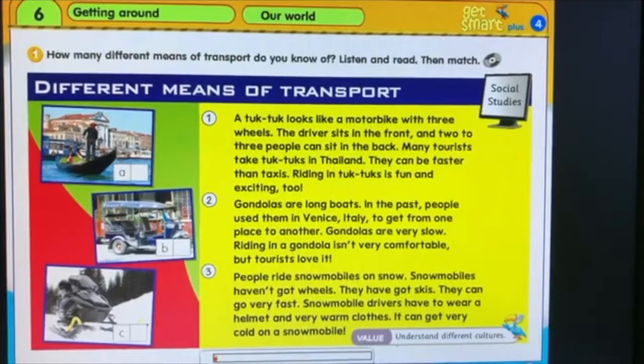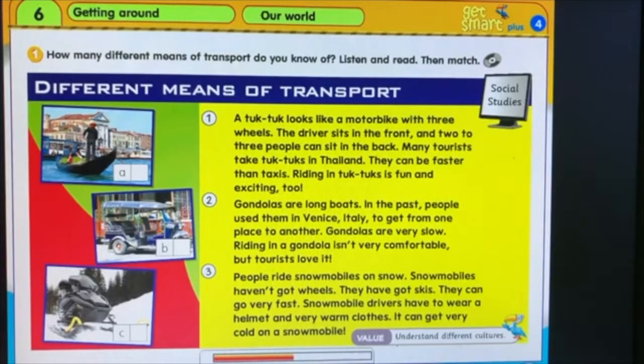1. How many different means of transport do you know of? Listen and read. Then match. Social studies. Different means of transport. 1. A tuk-tuk looks like a motorbike with 3 wheels. The driver sits in the front and 2 to 3 people can sit in the back. Many tourists take tuk-tuks in Thailand. They can be faster than taxis. Riding in tuk-tuks is fun and exciting too.